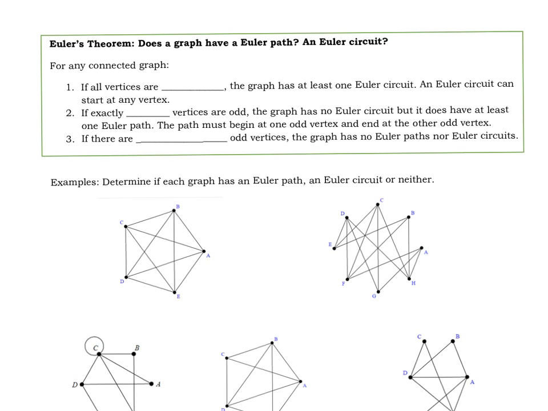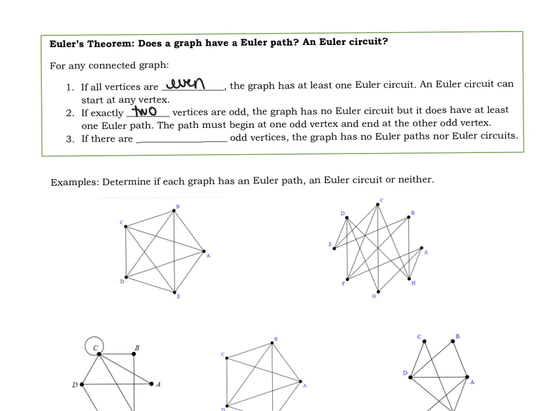So for any connected graph, if every single vertex is an even vertex, then the graph has at least one Euler circuit. And an Euler circuit can start at any vertex. So if you look at all the vertices and they're even, then you know there's an Euler circuit. Start anywhere and you'll find one. If exactly two vertices are odd, there is not an Euler circuit, but there is at least one Euler path. And you have to start at one vertex of odd degree and end at the other. That's the rule.